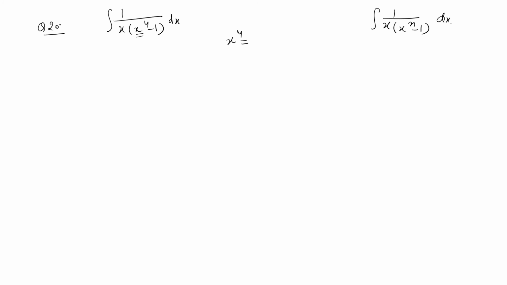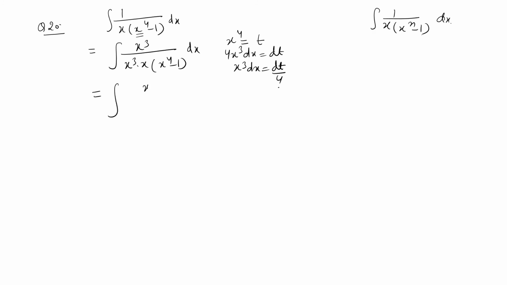Okay, so put x4 as t, so 4x cube dx is equal to dt, right? So x cube dx will be equal to dt by 4. So I'm not having x cube here. So the first thing is just to multiply and divide by x cube, into x4 minus 1 dx. So it will give me x cube dx upon x4 into x4 minus 1, right?